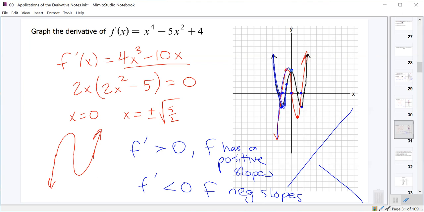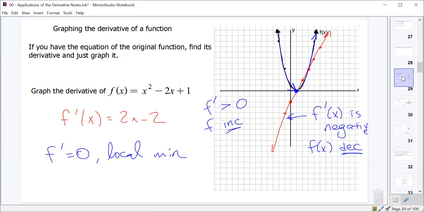As soon as our function switches from being concave up to concave down on this interval right here, our derivative then is decreasing. And if we look again, here our function switches back to being concave up, and our derivative is now increasing again for the rest of its domain. And that's something else that will hold up as well.